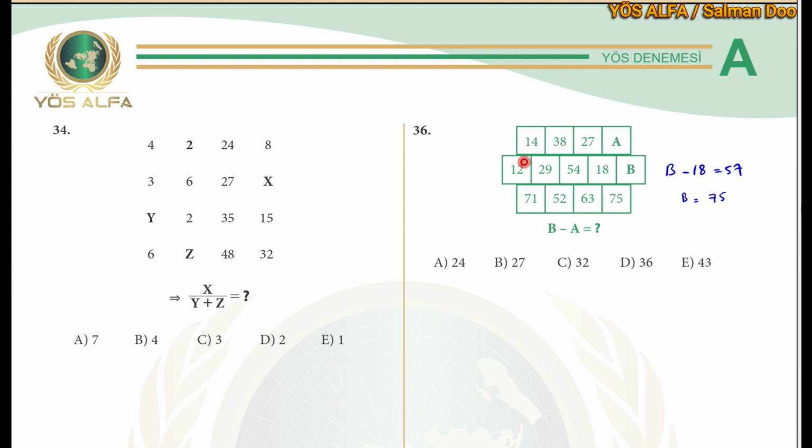For the upper one, we can sum up 12 and 29. So the summation is 41. The reverse is written here. The reverse of 41 is 14. So the summation of 54 and 29 is 83. So here, to get a, we should first find the summation of 18 plus 75, which is b, equal to 93. So the reverse of 93 is 39, which is a. So we got both a and b minus a is asked. So b minus a is 36. So the answer is D.